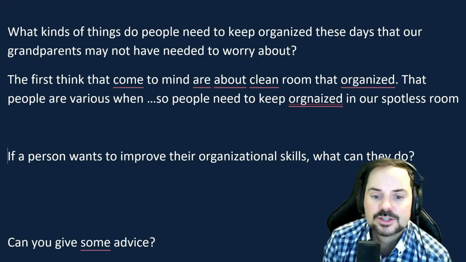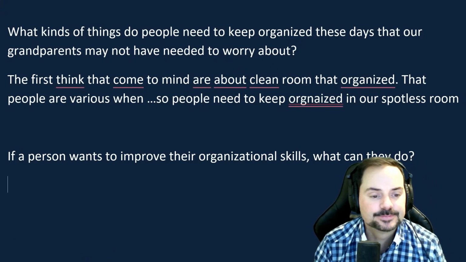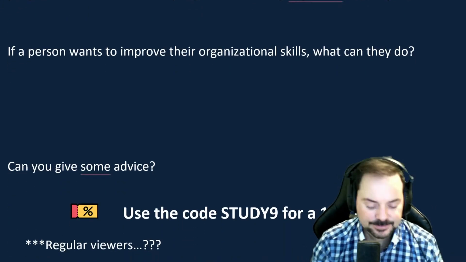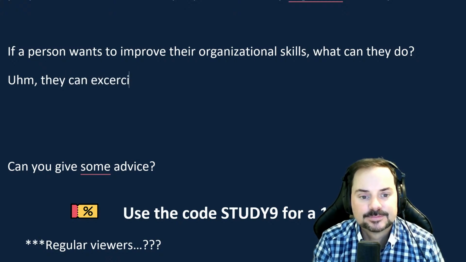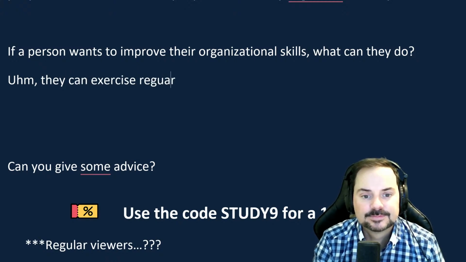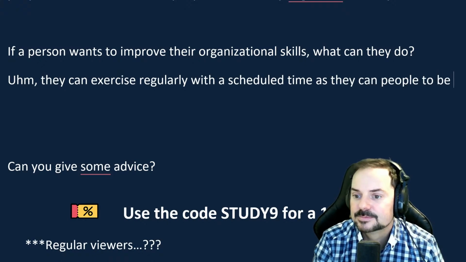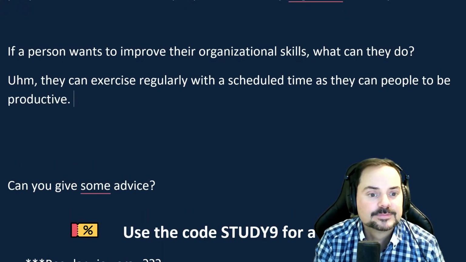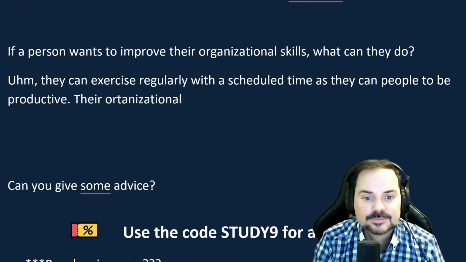If a person wants to improve their organizational skills, what can they do? They can exercise regularly with scheduled time, as it could help people to be productive. So it is important to make organizational ability. People need to practice it day by day to get better organized actions.